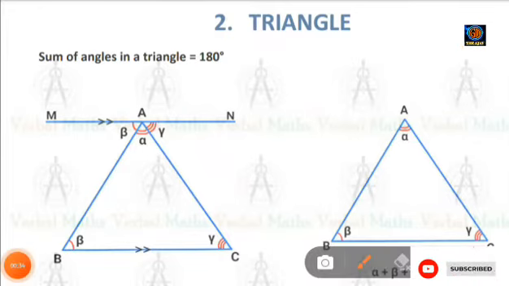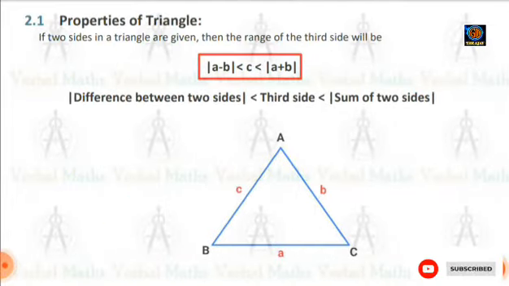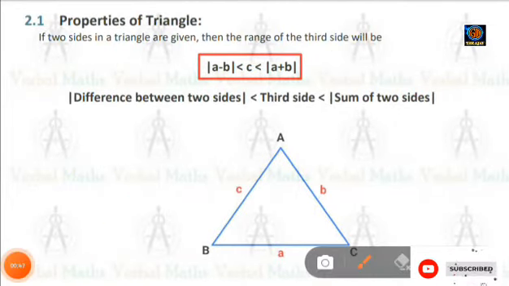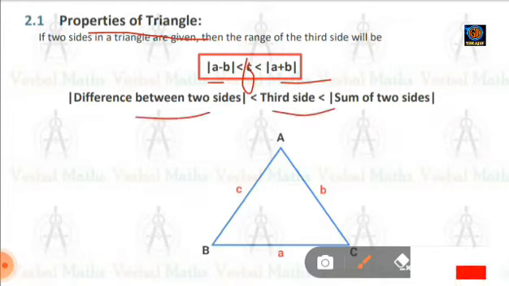First thing about the triangle: the sum of all the internal angles of a triangle is 180 degrees. Next, the properties of a triangle, how to form a triangle: the difference of two sides should be less than the third side and the sum of the two sides will be greater than the third side. If it follows these conditions, then we can say it's a triangle.